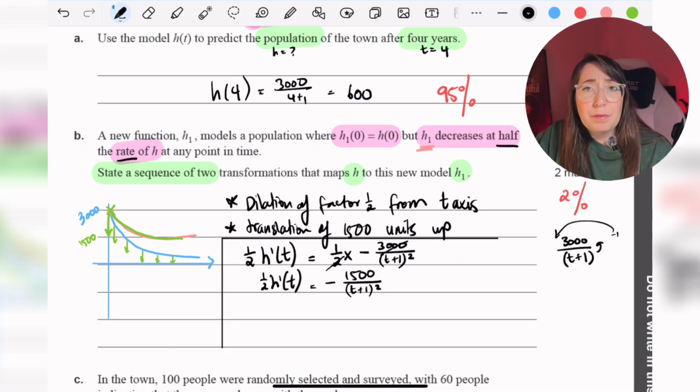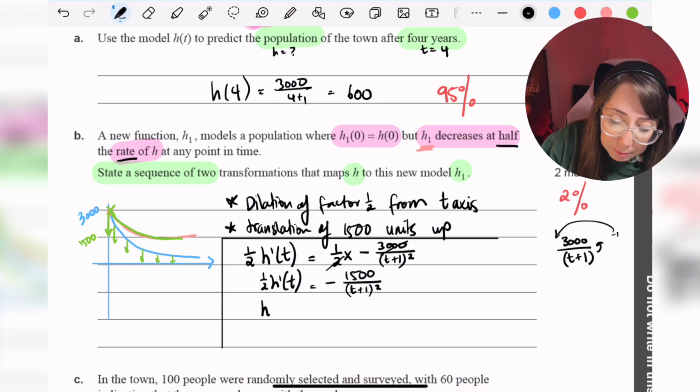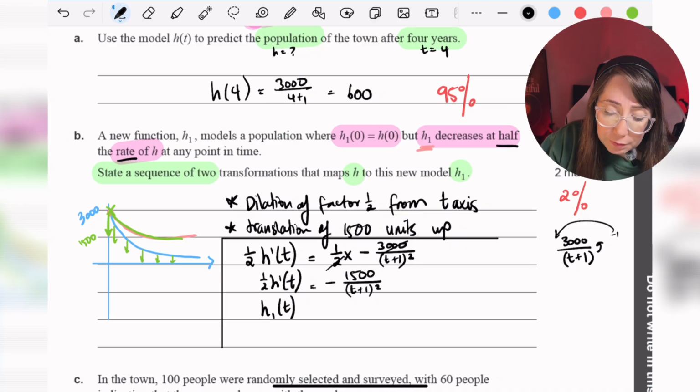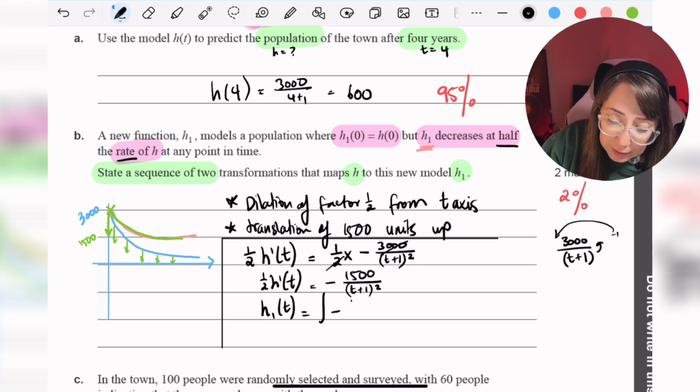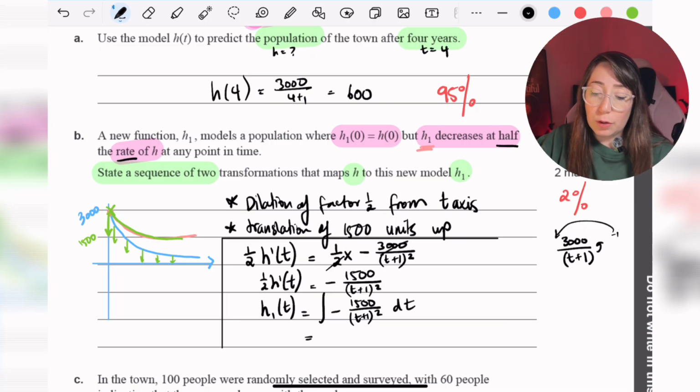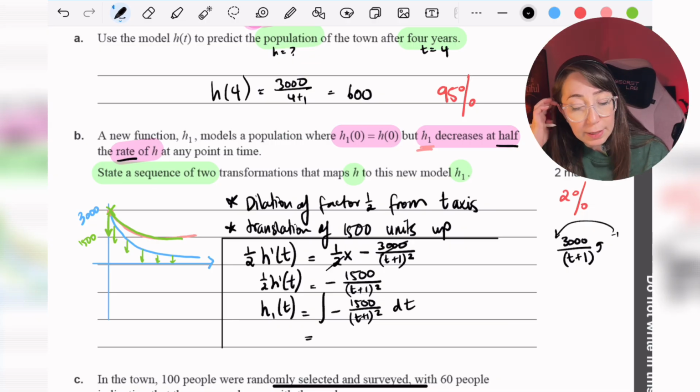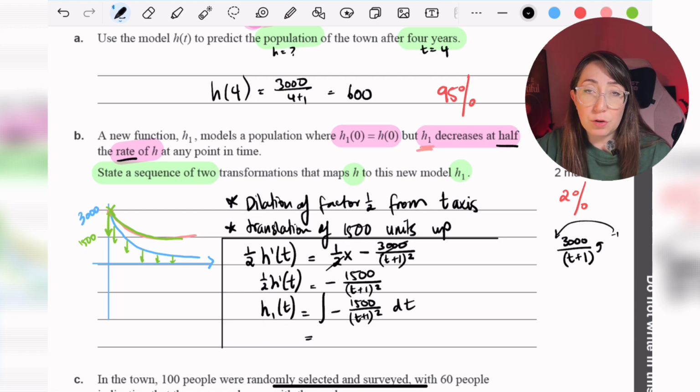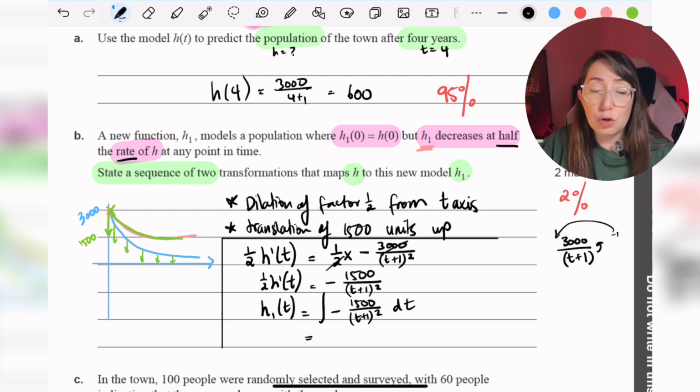However, I don't want the derivative. I don't want the rate. I want the original function. So to get to that original function of h1 of t, I'm going to anti-differentiate that because that's the rate. So to anti-differentiate, we're going to add 1 to the power and divide by the new power. Now, keeping in mind, the new power is -1 because at the moment it's -2, even though it's at the bottom. If you take it to the top, it's -2. New power will be -1.